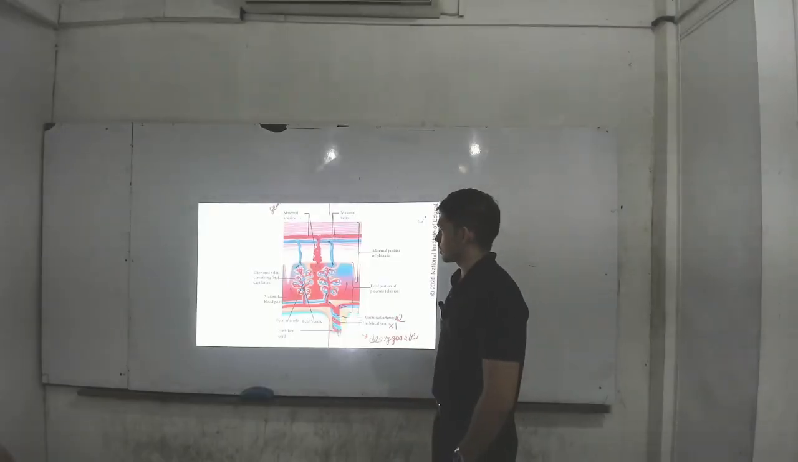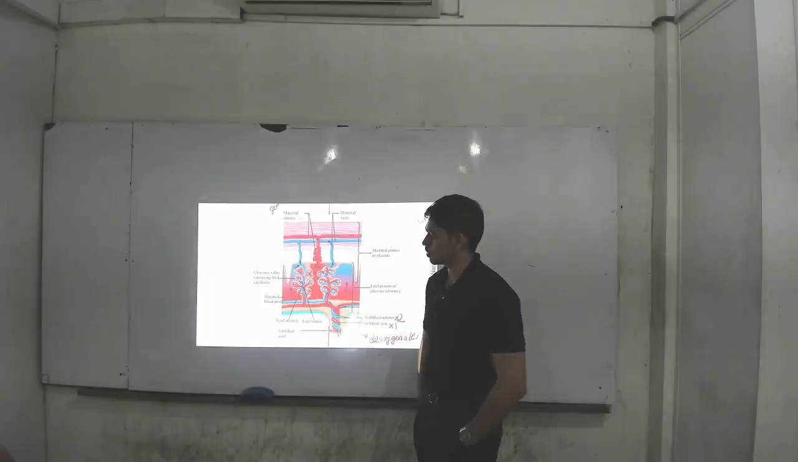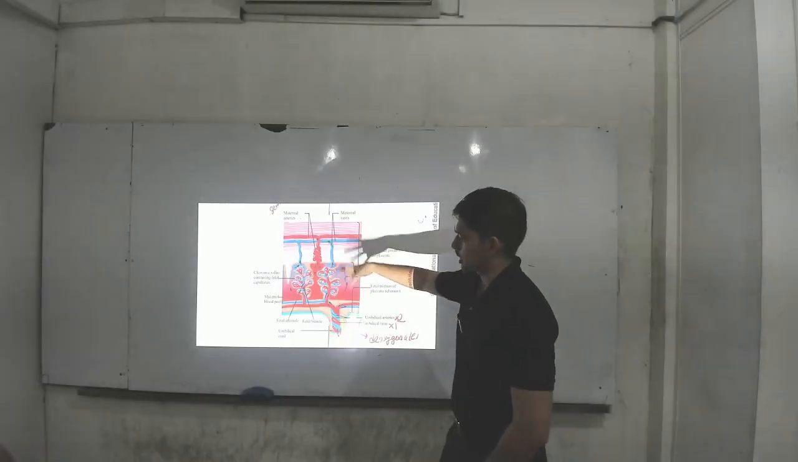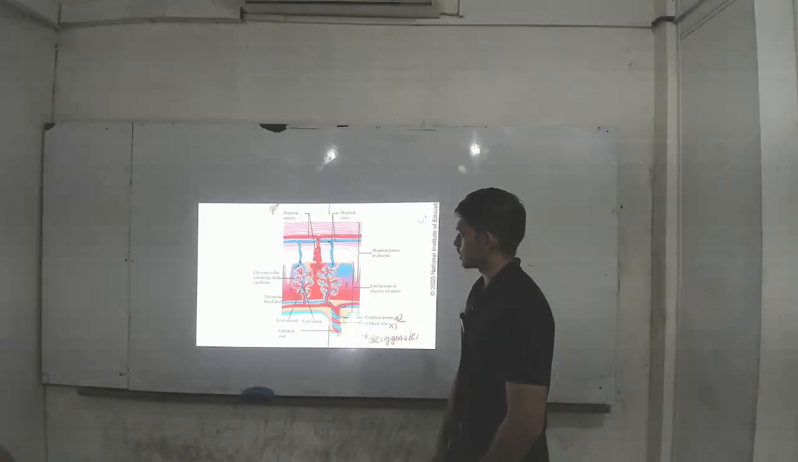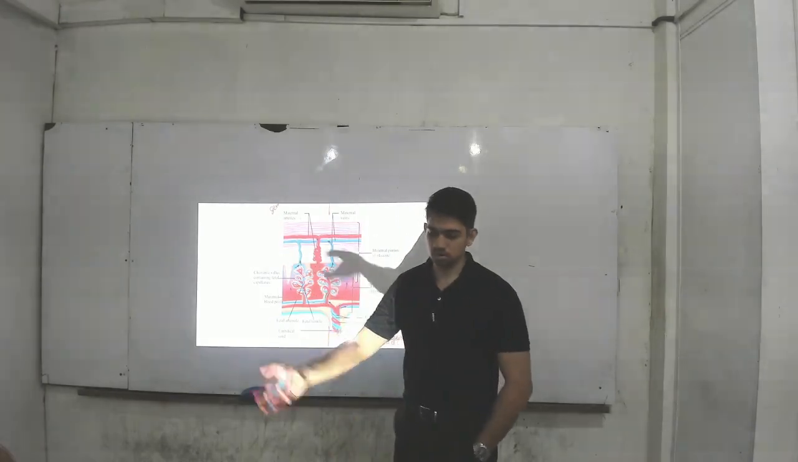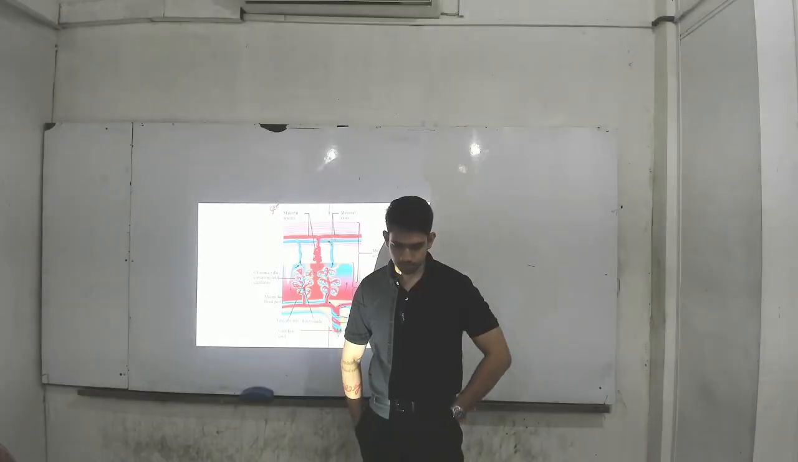Not in pregnancy, in childbirth, there's about 500 milliliters of blood loss because of the placenta getting disconnected and everything. The blood filled here is going to come out, it's going to leak, right? Yes.